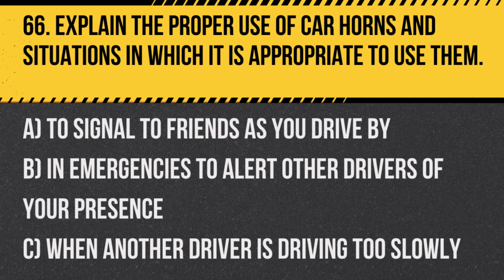Question 66. Explain the proper use of car horns and situations in which it is appropriate to use them. A. To signal to friends as you drive by. B. In emergencies to alert other drivers of your presence. C. When another driver is driving too slowly. Answer. B. In emergencies to alert other drivers of your presence. The horn should be used sparingly and only to ensure safety, such as warning someone of a potential collision.